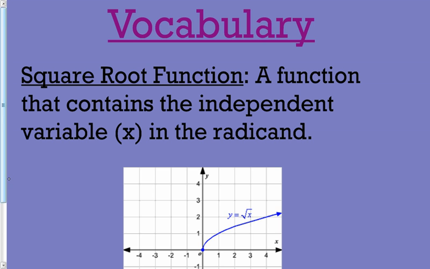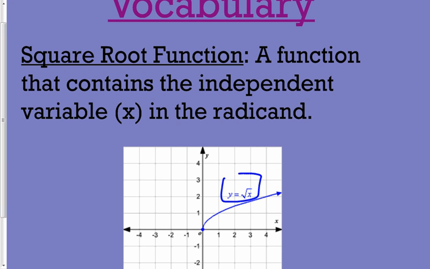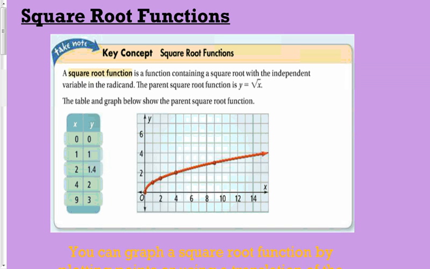And the general graph of it, so here's an example. General graph of it kind of looks like this one right here. Very interesting the way they look, and that's what we're going to be dealing with in this section. All right, so let's start off with, again, the basics of a square root function.